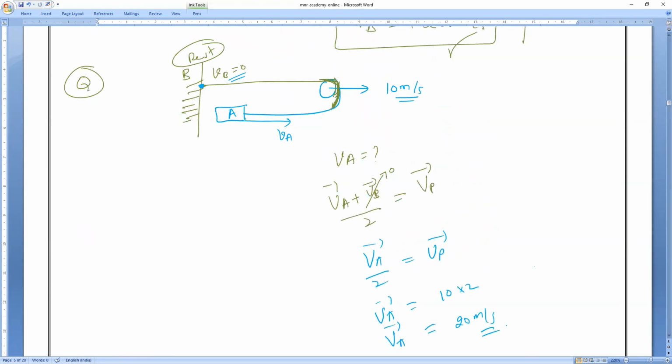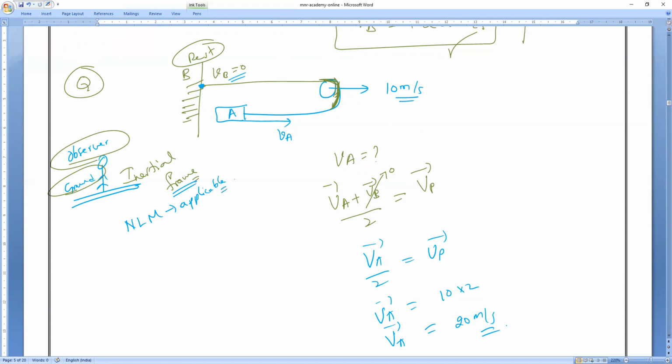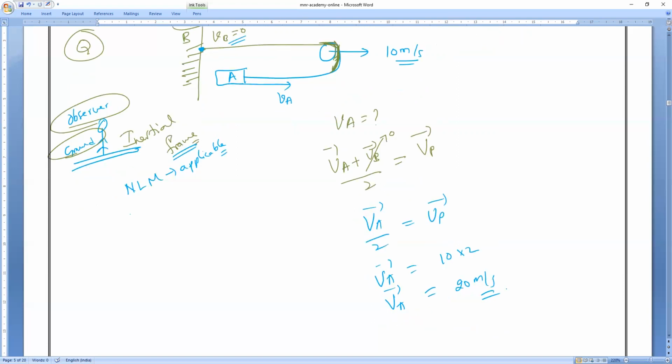In all these cases, be very careful whether the observer is in an inertial frame of reference or a non-inertial frame of reference. Remember that the observer is on the ground. So is it an inertial or non-inertial frame of reference? Inertial frame of reference. Newton's laws of motion are applicable. If it is a non-inertial frame of reference, then to apply Newton's laws of motion, you have to take a special force.